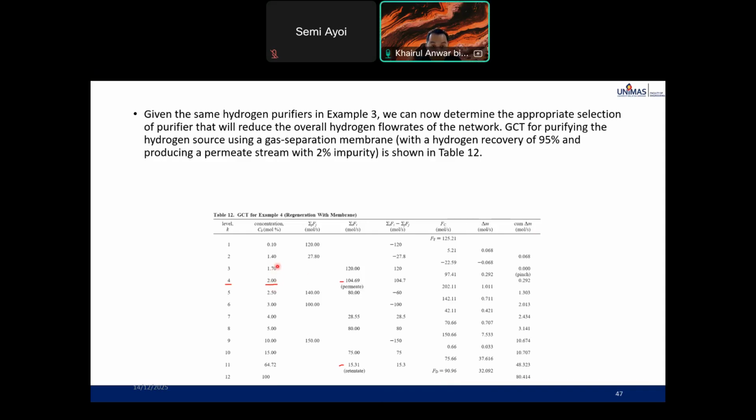Before the 2%, there is a stream which is better than the membrane. Note that though the secondary pinch has been removed, the minimum flow rate target for this option is the same as before regeneration. It doesn't say which stream, but assuming since this is the limiting pinch, then we just choose below the pinch, which is 97.41 mole per second to be treated above the pinch.